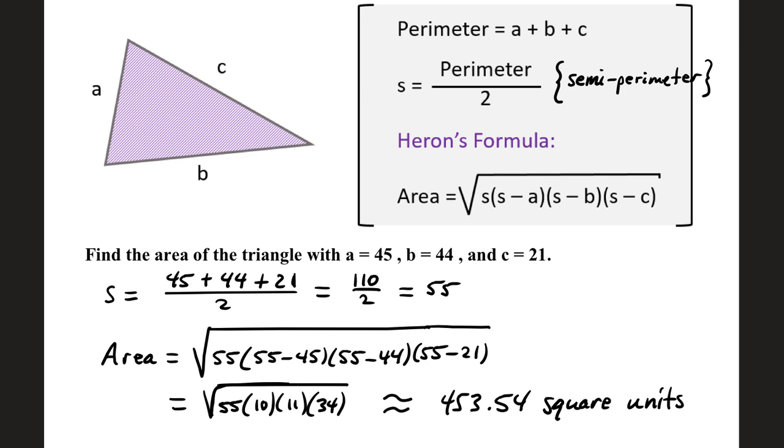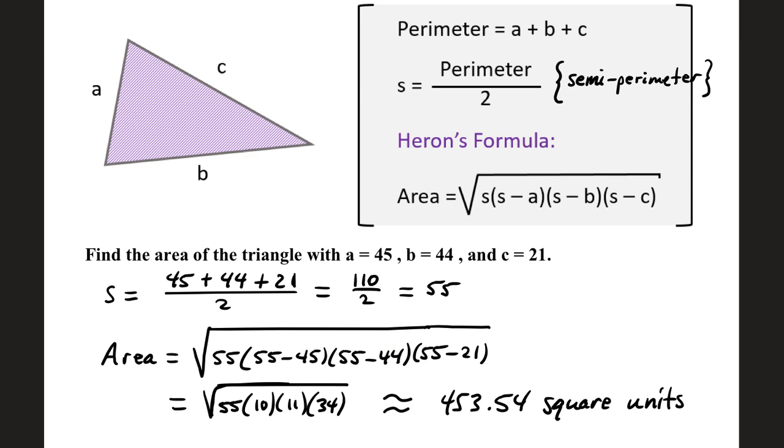Find the area of the triangle with A equals 45, B equals 44, and C equals 21. Add up all 3 sides, that's 110. Cut it in half, that's 55. 55 is halfway around your triangle. Using this value, remember it stands alone, and then you slowly subtract all 3 sides from it.